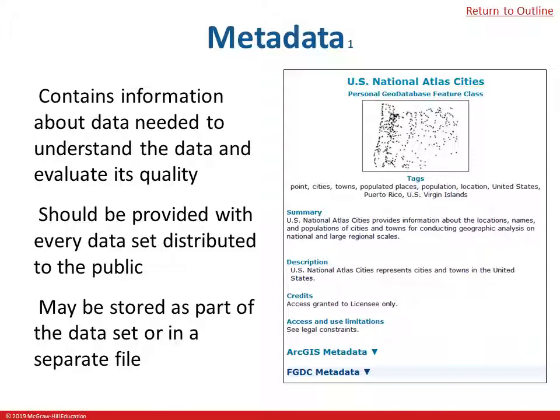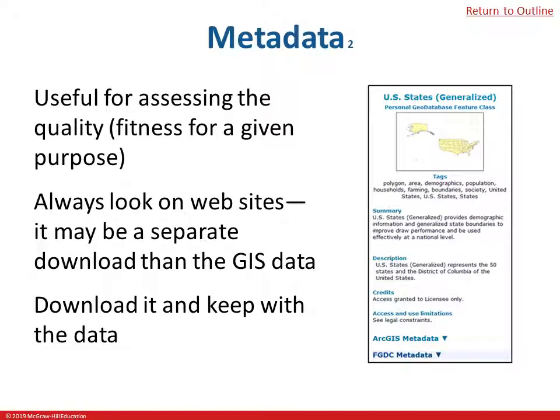Now, in theory, metadata should be provided with every set of data that is distributed to the public. A lot of times it's not directly stored with it; sometimes it's separate, sometimes it's its own individual download. That makes it problematic. Without metadata, it's really hard to assess whether data is of quality or not. Because if you don't know anything about it, how can you understand it and evaluate it? So it's useful for assessing the quality of data.